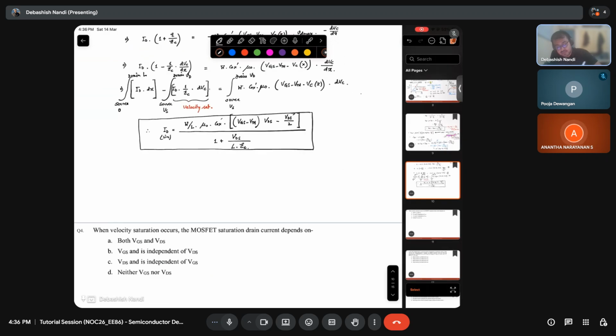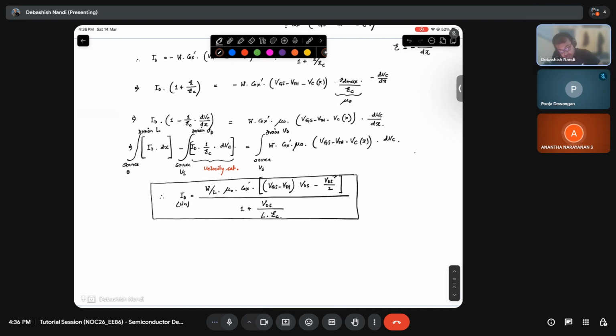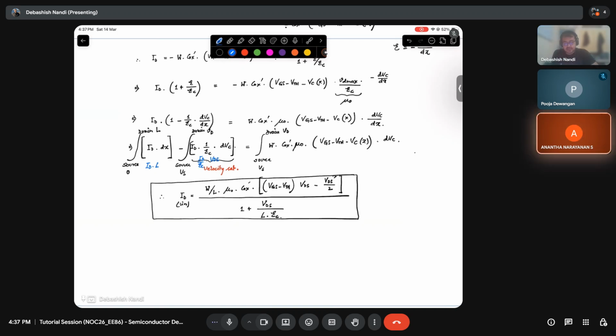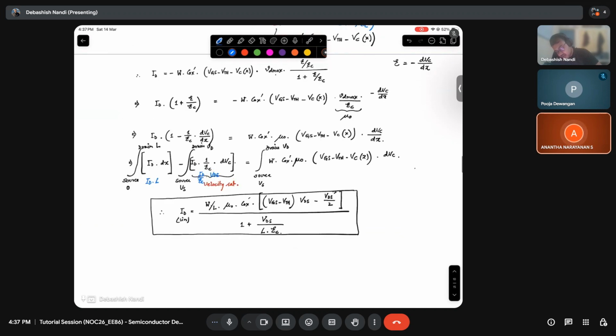Sir, how did we get that VDS plus L by EC, sir? Which one? The denominator. Okay. So here you will get L, right? Here you will get what? Your ID by EC will be, so ID. Okay, just hold on. So here you will get ID times L, right? Here you will get ID by EC times VDS. Sir, there is a minus sign, right? I mean to say there is a negative sign, right, sir?